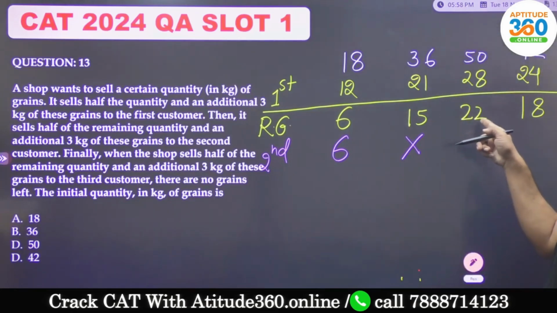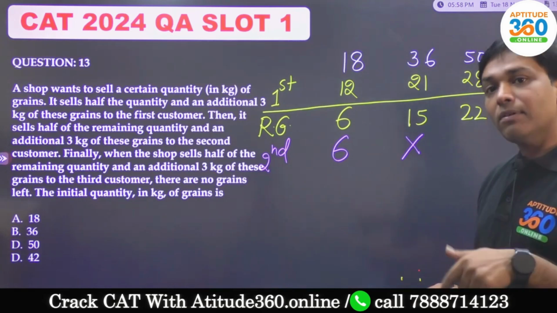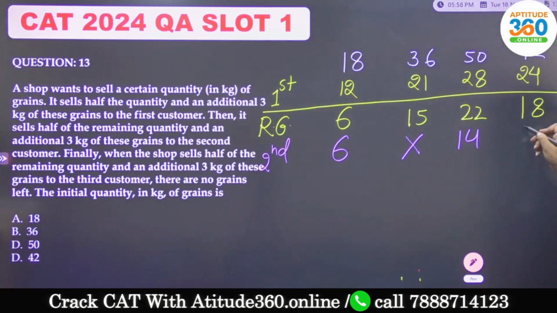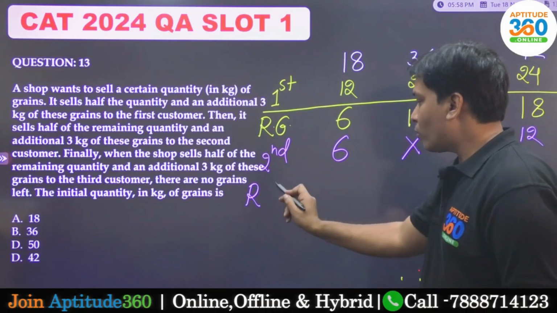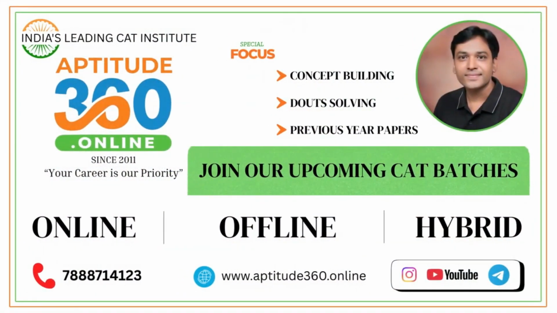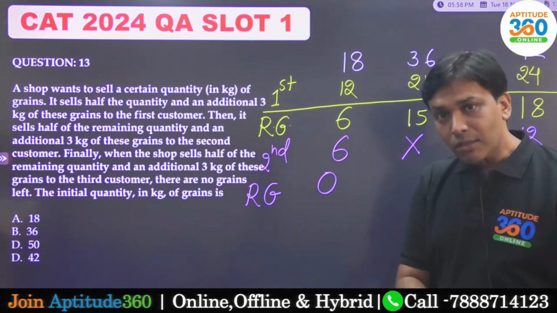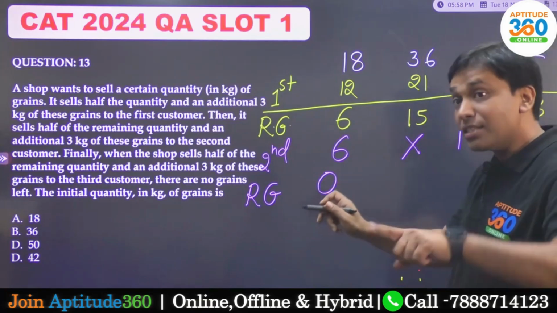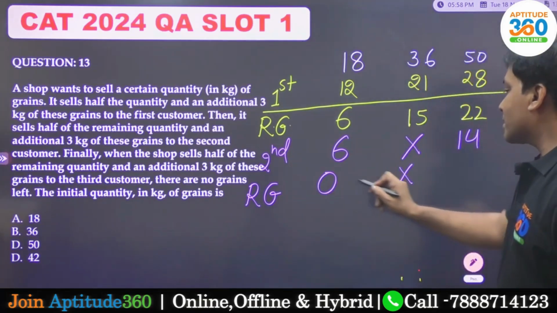Had it been 22, half of 22 is 11. 11 plus 3, 14. Half of this value is going to be how much? 9 plus 3, 12. Now you understand, and then I will say that, okay, what is the remaining? Remaining is 0 in this case because there was 6 kilogram and the second customer has been given 6 kilogram. So the remaining is going to be 0, right? And hence it cannot be the answer because there are 3 customers, isn't it? This obviously is not the answer.